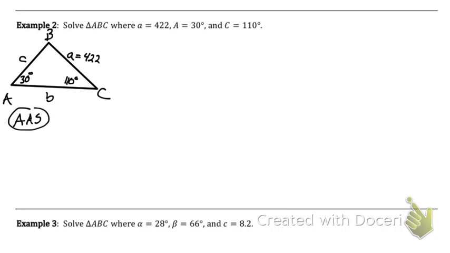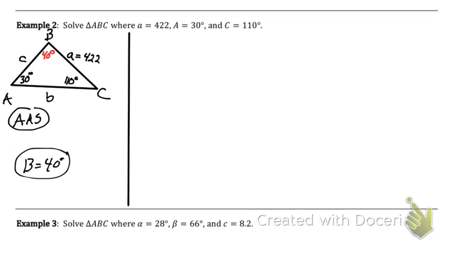This one's nice because it's 110 plus 30 equals 140. B must be 40 degrees. We would still solve it the same way we did with the last one. It's going to be the exact same. All of these, if you're given two angles and a side, they're all going to be the same as what we did above. So that means that B equals that 40 degrees. And now I just got to find the missing sides.